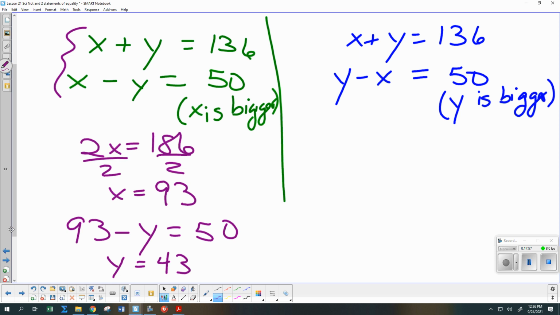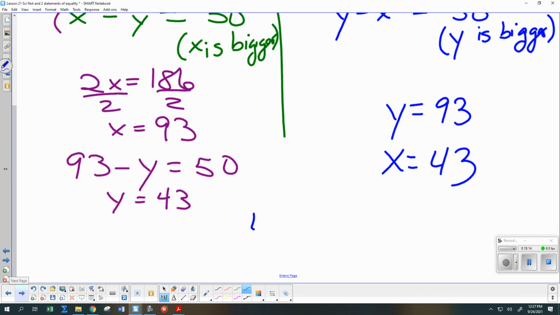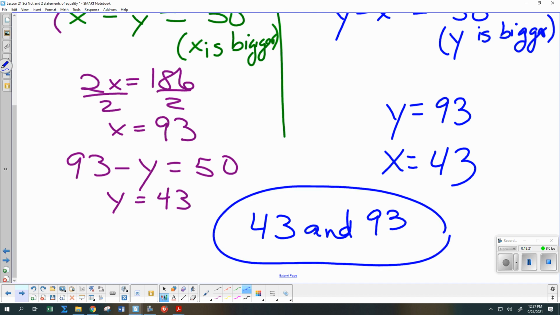Now, if I did it this other way, the work would have been the same, but I would have ended up with y is 93 and x is 43. But are they both right? So technically, I should have said the numbers are 43 and 93 and not worried about which is x and which is y, because it doesn't say which way it has to be.